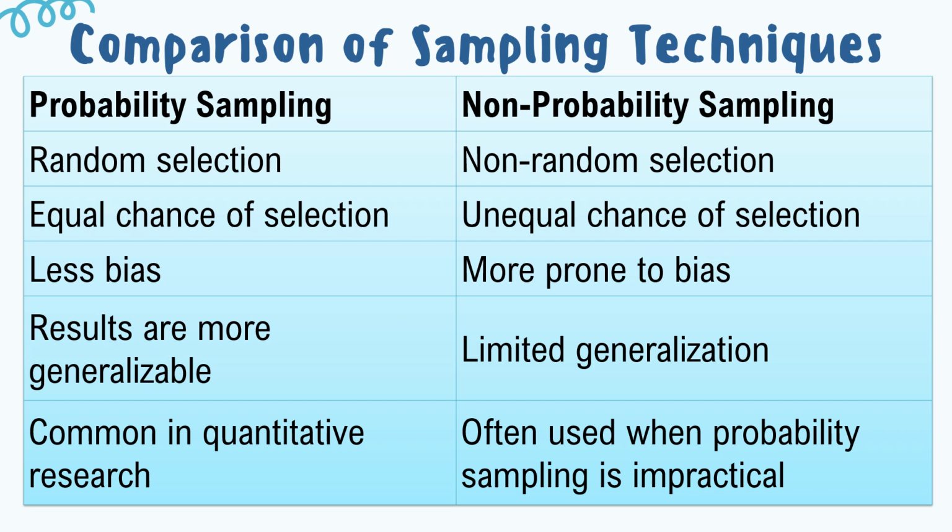Okay, and on the other hand, non-probability sampling uses non-random selection. So members do not have an equal chance of being selected. It is more prone to bias and generalization is more limited. However, it can be useful when probability sampling is impractical. So if my research wants a sample that can better represent the population, which type would generally be preferred? That is probability sampling. Okay, but remember, the appropriate technique always depends on the research situation.